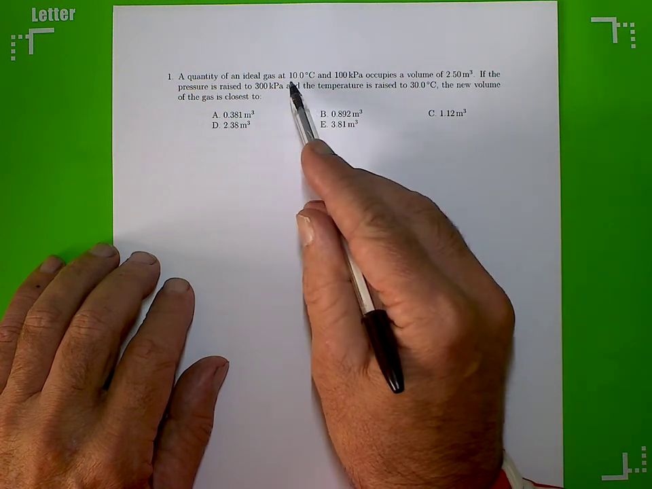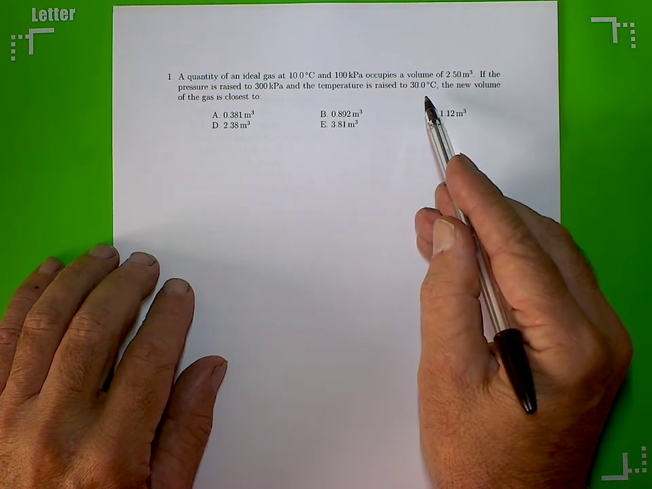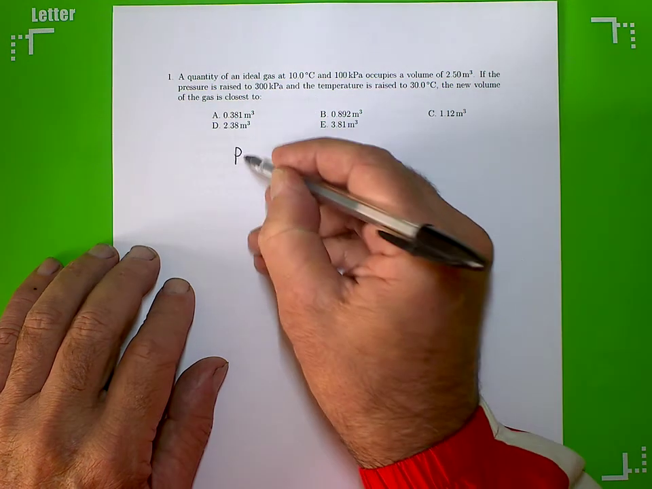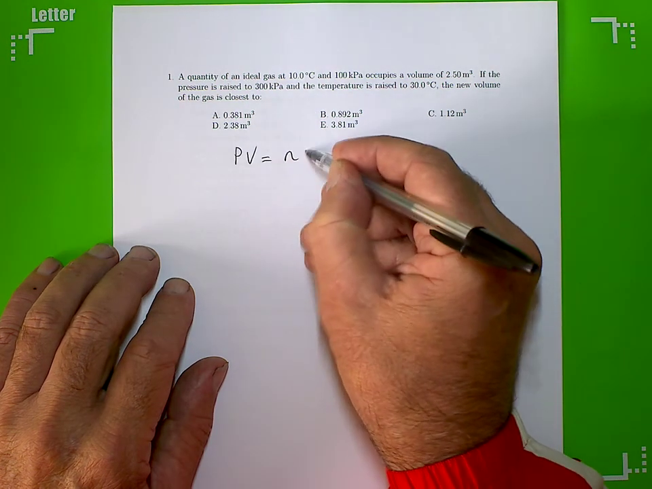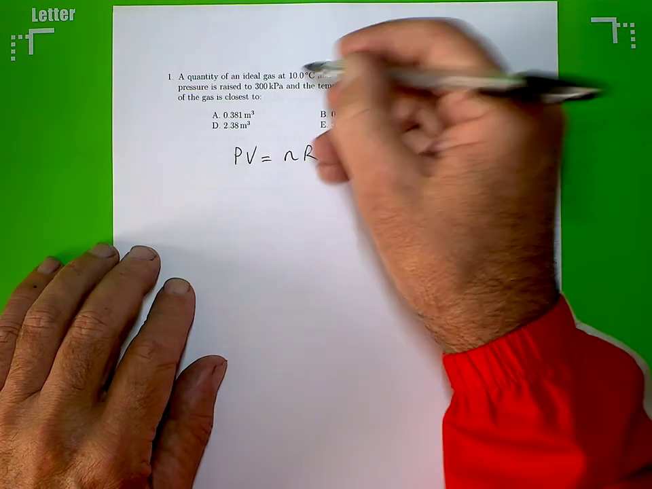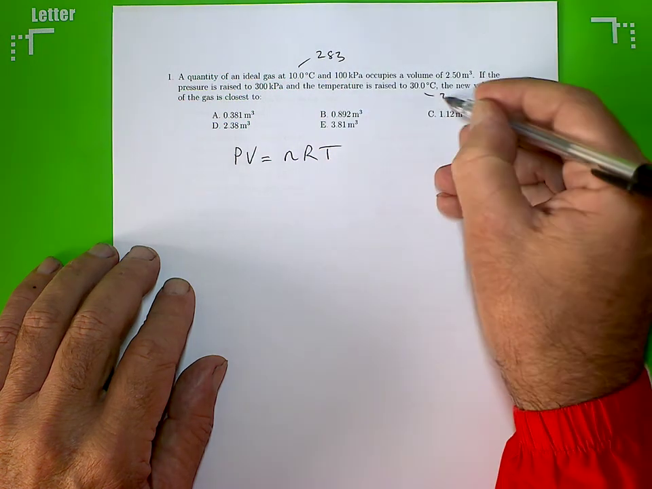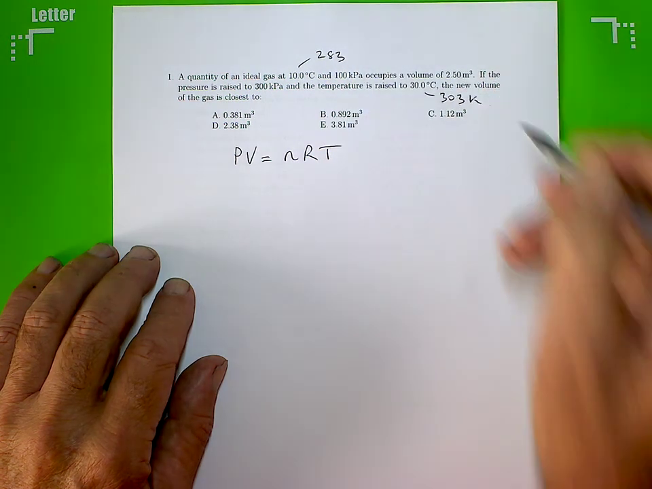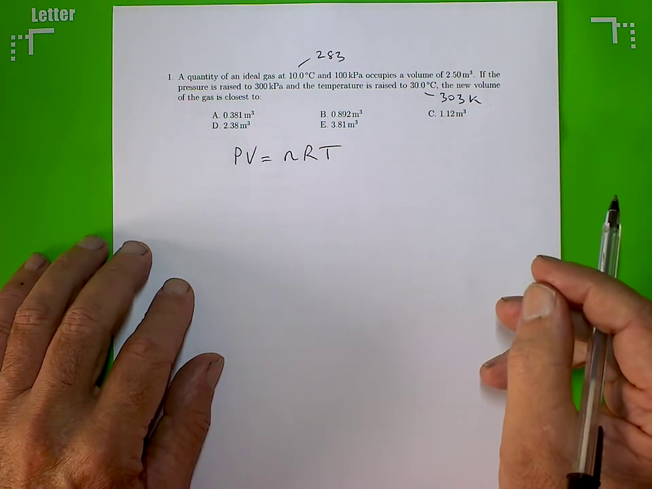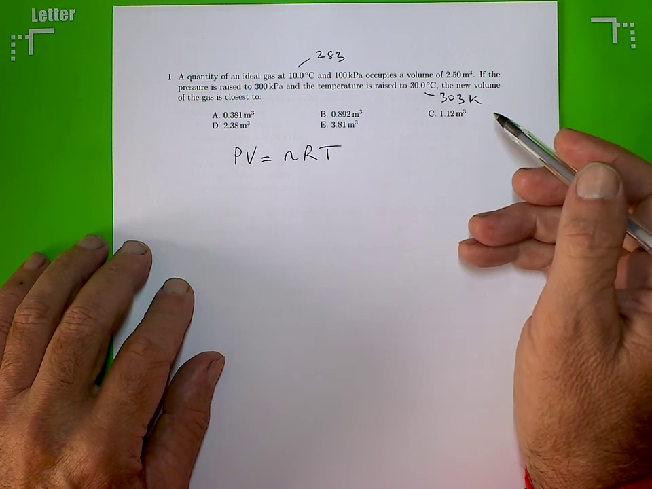My error is to say that 10 degrees to 30 degrees is a tripling. It's not really, because temperatures in this formula that we use, PV equals nRT, temperatures there are in Kelvin. In other words, that is 283 Kelvin and this is 303 Kelvin. So the temperature has not tripled, right? So therefore, really the temperature's increased just a little bit and the pressure has tripled.